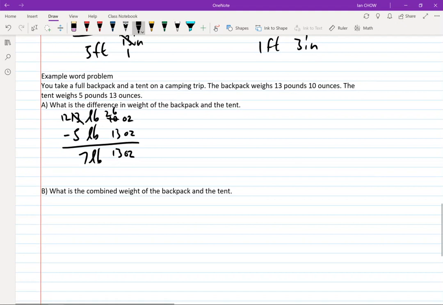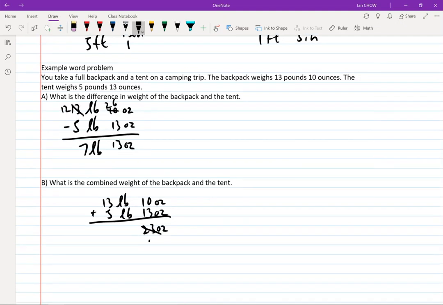Then the combined weight, you need to add them together. So that's 13 pounds and 10 ounces. We want to add to 5 pounds and 13 ounces. And so when you add them, that becomes 23 ounces. And 23 is more than 16. So we would need to subtract 16 from the 23 ounces. That's going to be 7 ounces. And then we need to plus 1 over here. And so once we add the 1 plus 13 plus 5 will be 19. That's going to be 19 pounds and 7 ounces. So that's your combined weight.